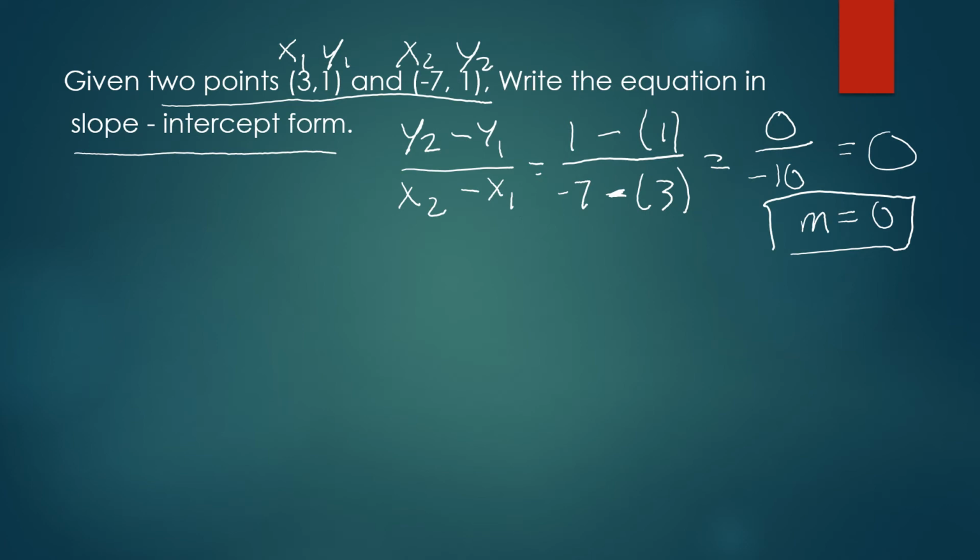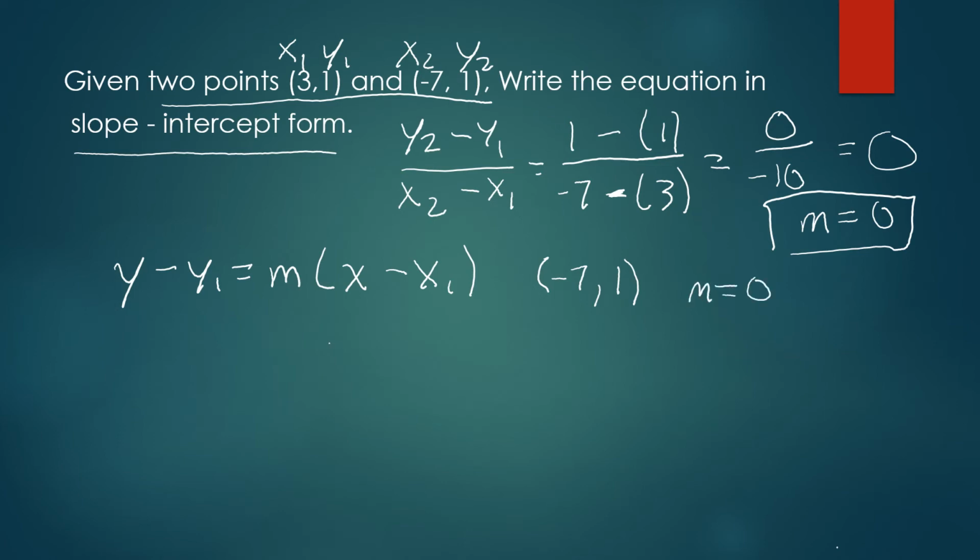Again, using point slope form, y minus y sub 1 is equal to m times x minus x sub 1. Now pick a point. Again, I'm going to go for the simplest one. But for you guys, I'm just going to model a more difficult one. So this time, I'm using negative 7, comma 1. My m is 0. Don't forget to label a point.